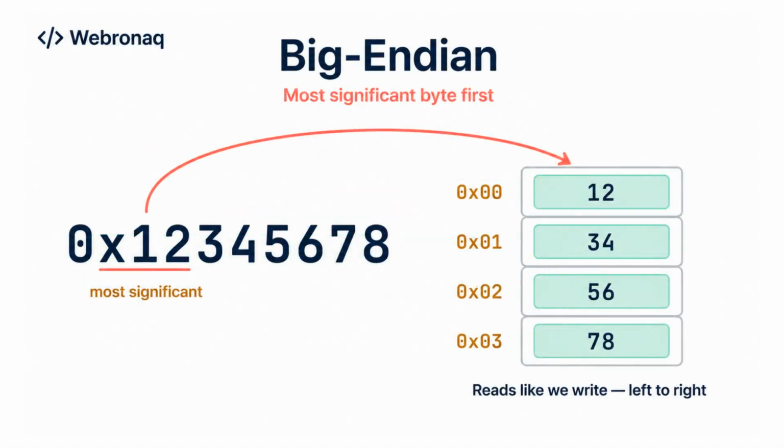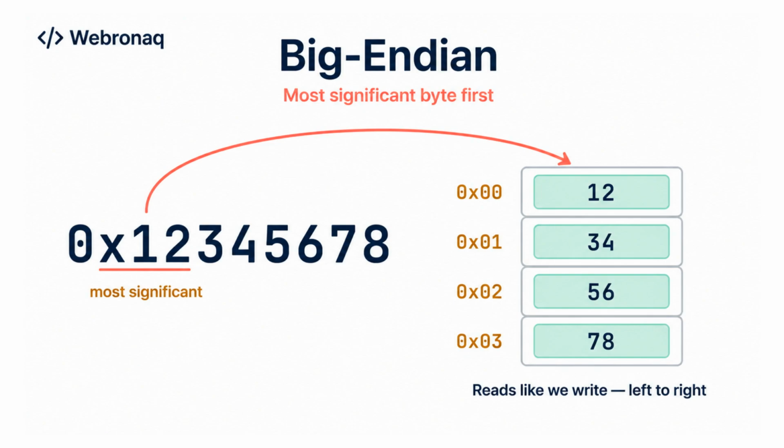Let's start with the more intuitive one, big-endian. The name comes from storing the big end of the number first. Big end meaning the most significant byte, the byte that carries the largest value. So in our number 0x12345678, the 12 on the far left is the most significant byte, and the 78 on the far right is the least significant. In big-endian, we store them in memory exactly the way we read them. 12 goes into the first address, then 34, then 56, then 78.